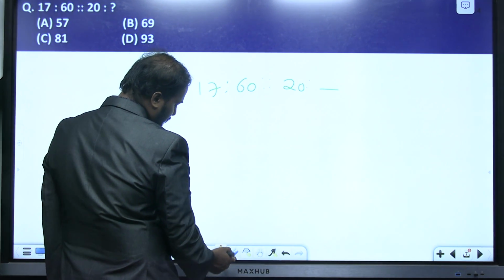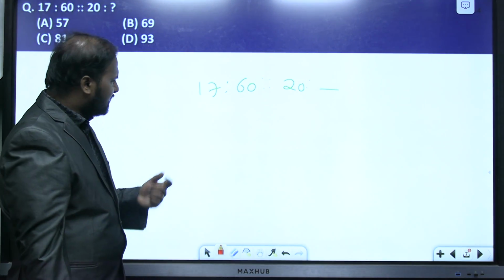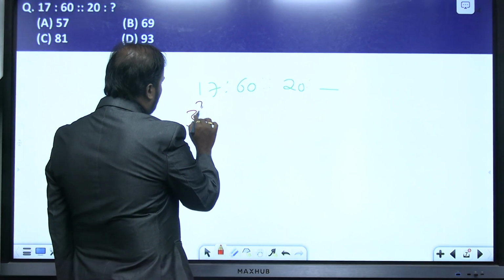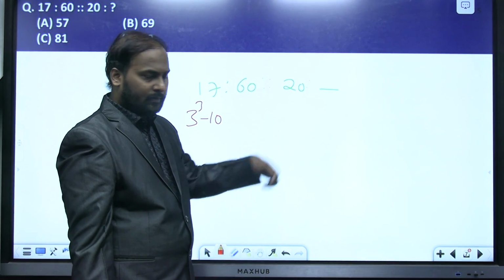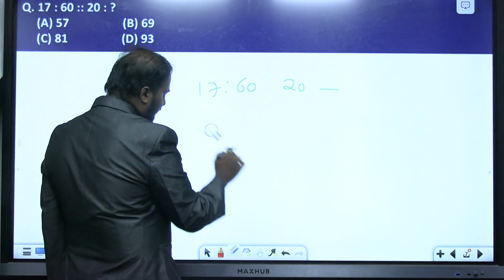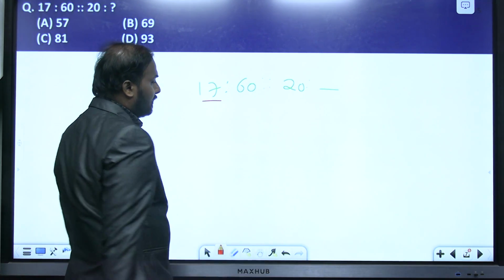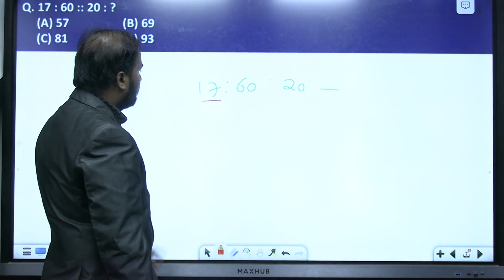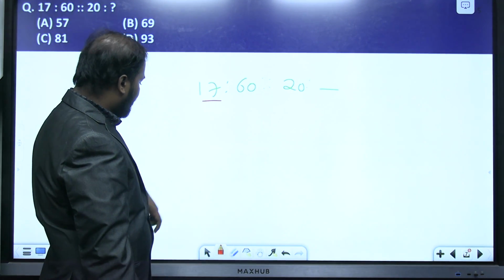Can I take cubes? No. Because 17, no, I cannot take any cube. Yes, I can take like 3 cube minus 10. But similarly here, which cube minus 10? Is it possible? No, even that is also not possible. Now, can I take any factors or multiples? No. Why? 17 is a prime number. Okay? And moreover, if it were, I could take the factors as well. So then what I can do?